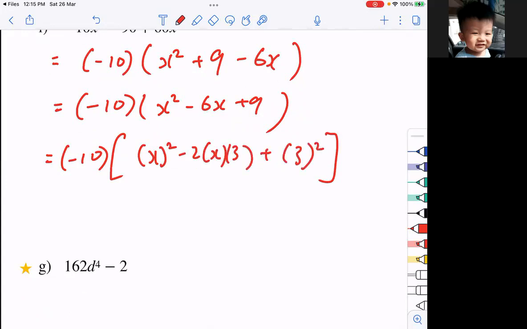Can you see what I just did? I just keep rewriting. x squared I write as bracket x bracket squared. 6x I write as 2 bracket x bracket 3. 9 I write as 3 squared. All are simple math. But why did I do that? Why did I do that? Is there a good reason to do that?